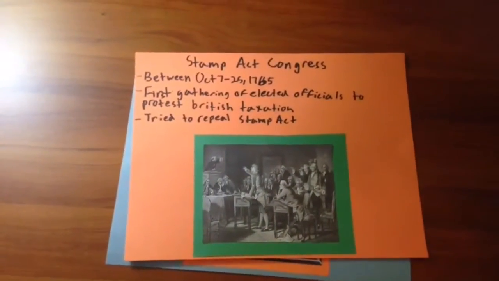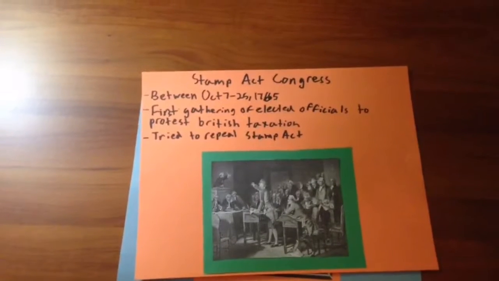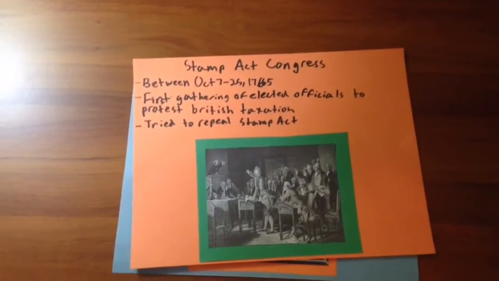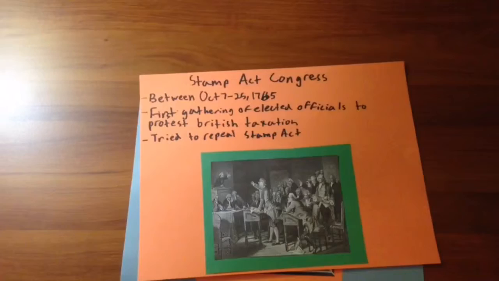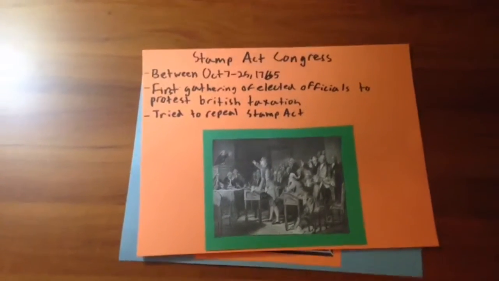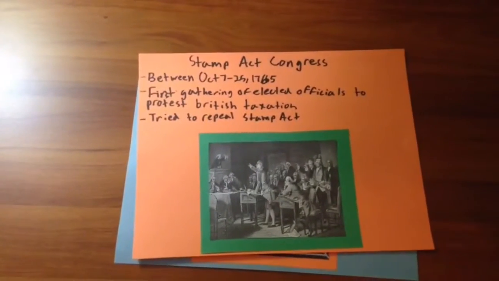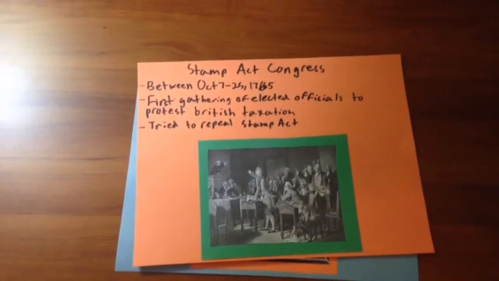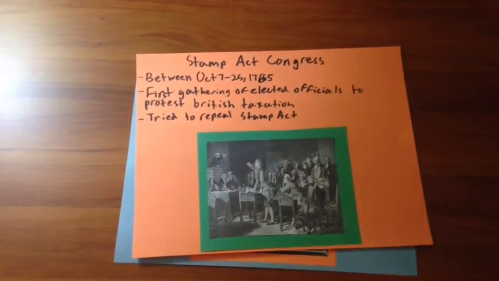The Stamp Act Congress was a meeting held between October 7th and 25th, 1765, in New York. It was the first gathering of elective officials from the colonies to protest against British taxation. They tried to repeal the upcoming Stamp Act.